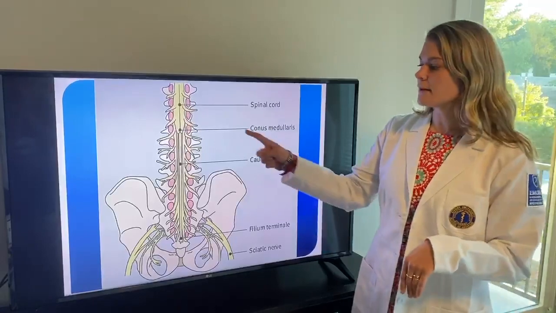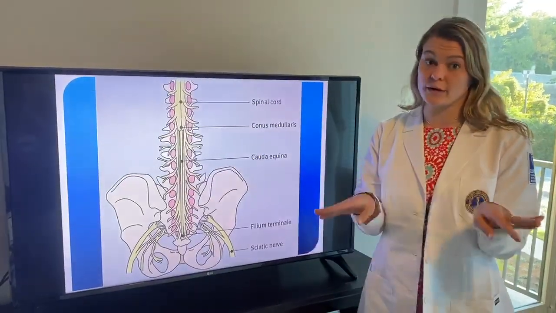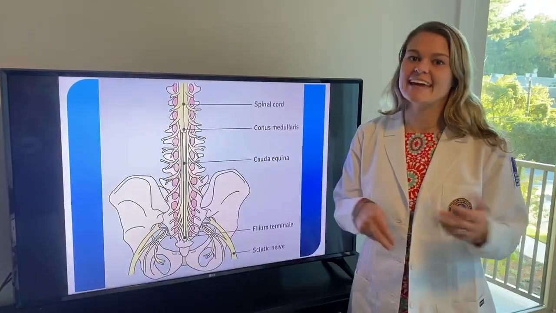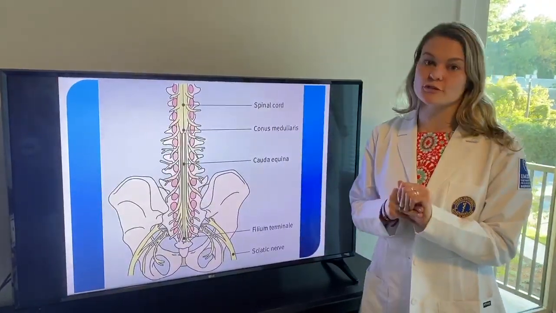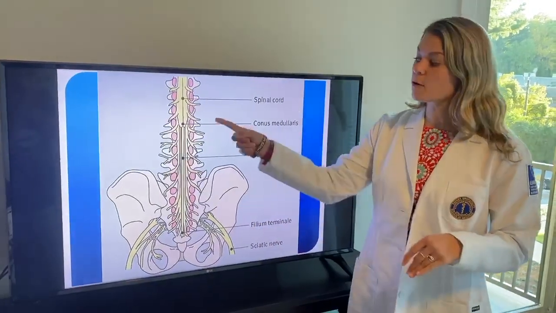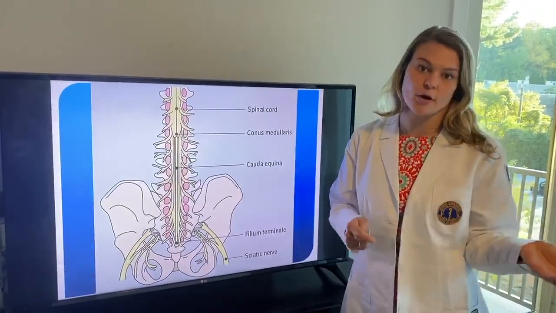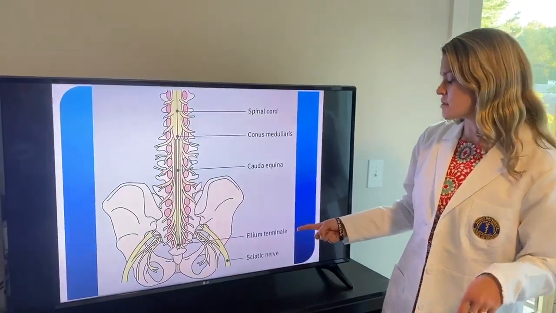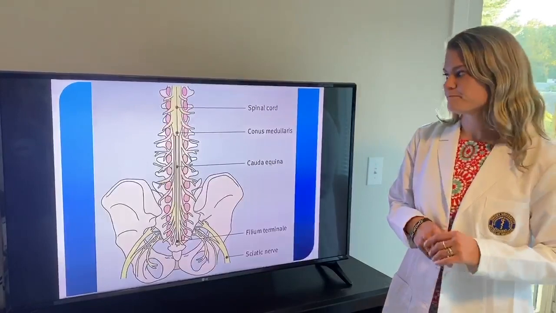And next, even more inferior, where the spinal cord ends, is the cauda equina, which also means horsetail, and that's where the nerve roots are in the lumbar and sacral regions, and the spinal cord is not here, so that's why a lumbar puncture can be done here. And then lastly is also the filum terminale, which we're going to talk about later.